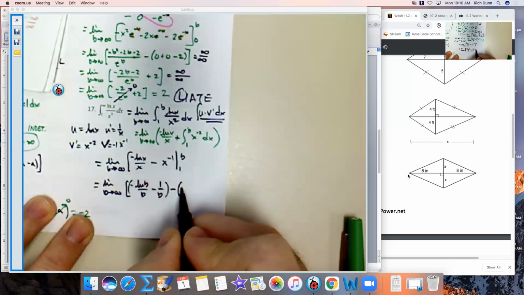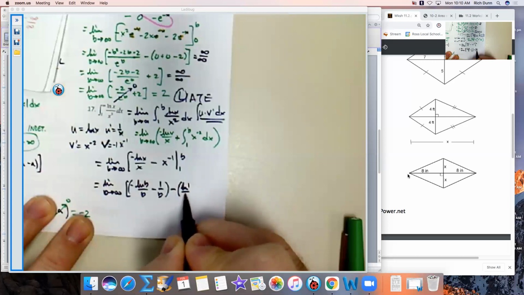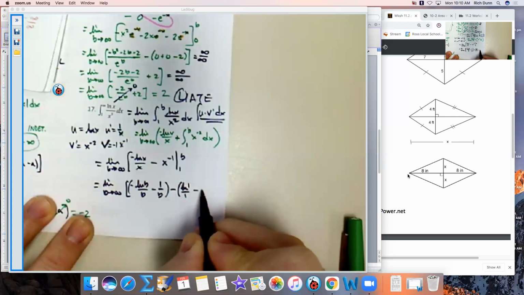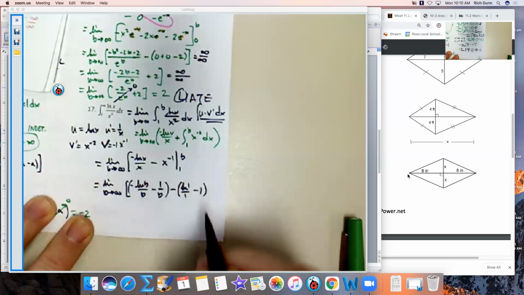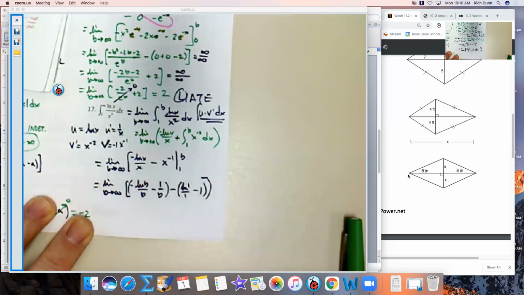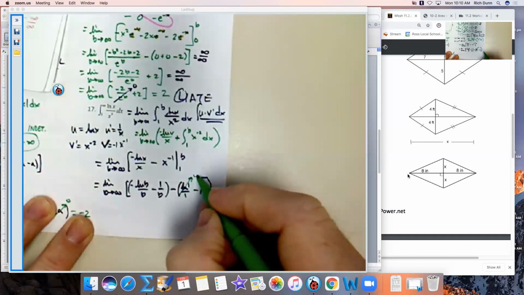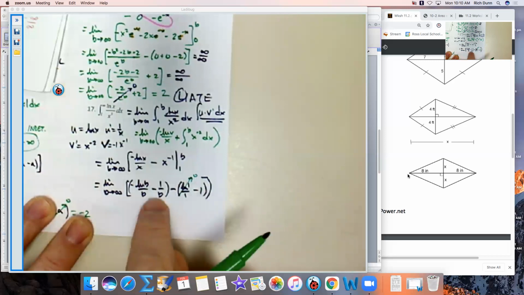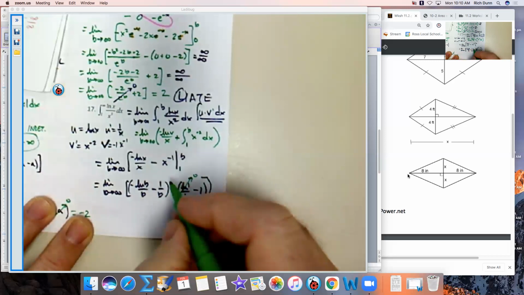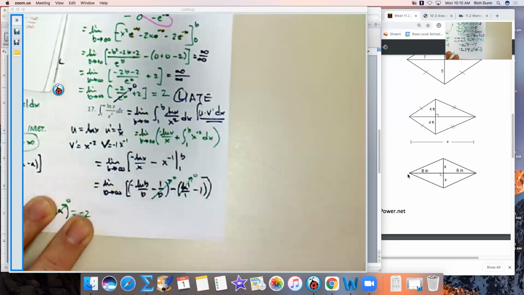Well, I'll write it in here: natural log of 1 over 1 minus 1 over 1, which is 1. Natural log of 1, of course, will be 0. When b goes to infinity, 1 over b will be 0.